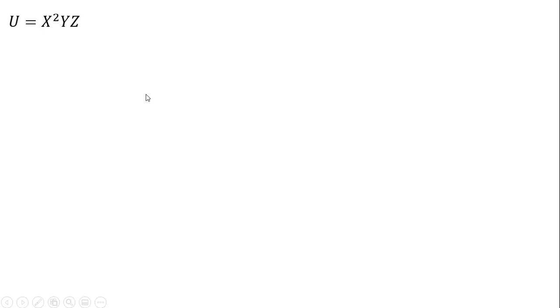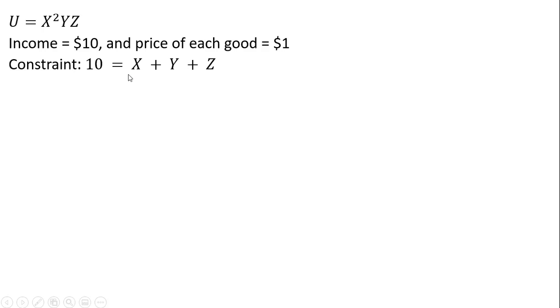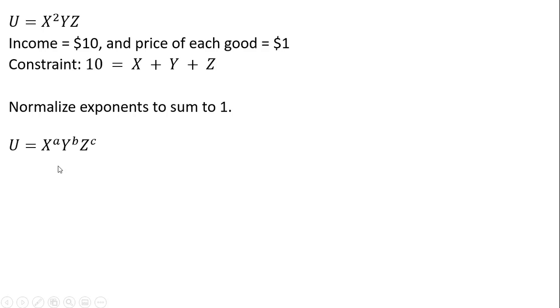There's an alternative way, well, there are actually several ways of solving this utility maximization problem. Let me show you another way that's kind of neat. So here we have this same utility function, same budget situation and constraint. What I want to do is normalize the exponents to sum to 1.